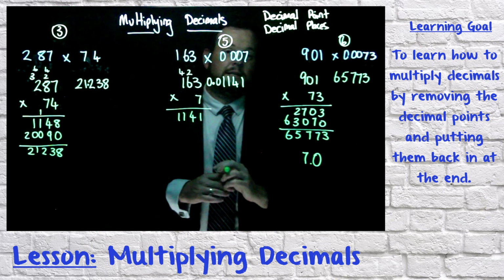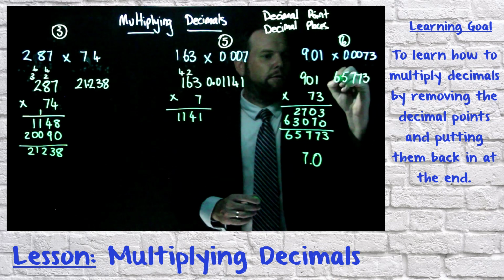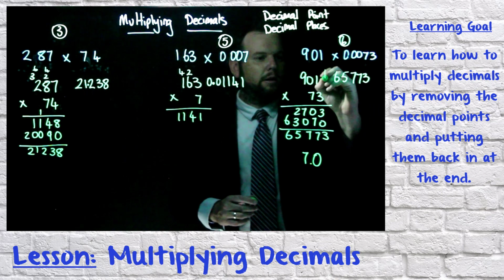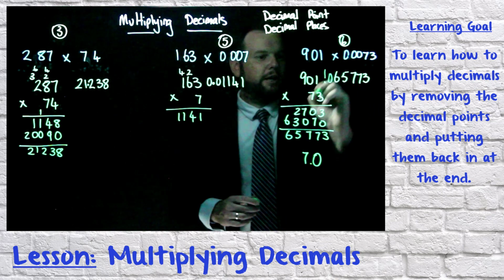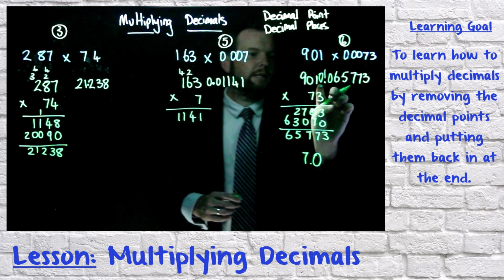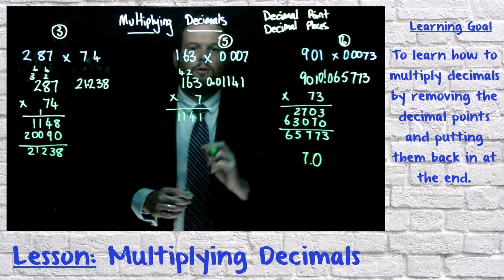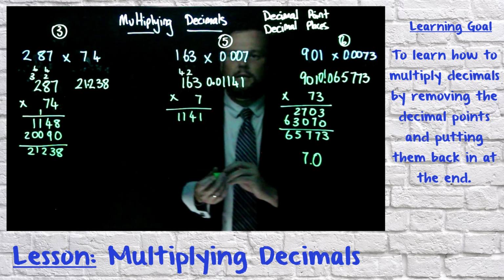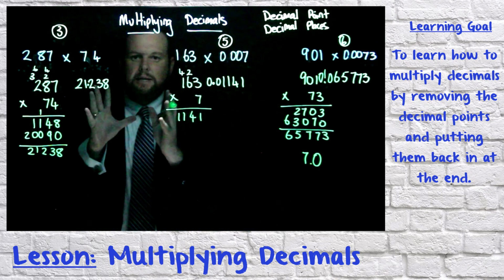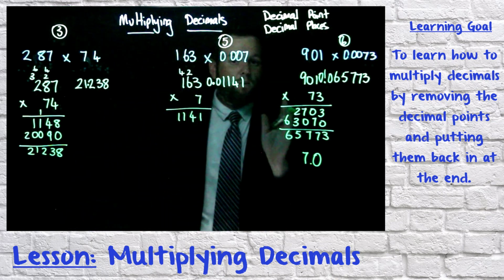And now I need to add in 6 decimal places. So 1, 2, 3, 4, 5, 6. So I need to add in 1 0 and then my 0 there. So my answer is 0.065773.